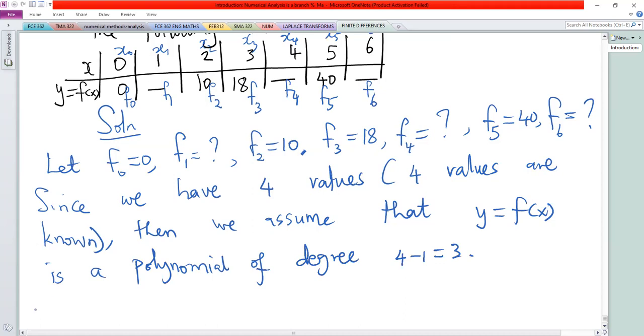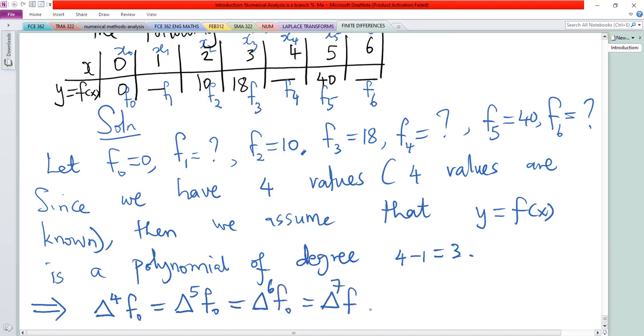And that means that the 4th difference, the 5th difference, the 6th difference, the 7th difference, etc., all the higher order differences will be 0. These are according to the fundamental theorem of finite differences.